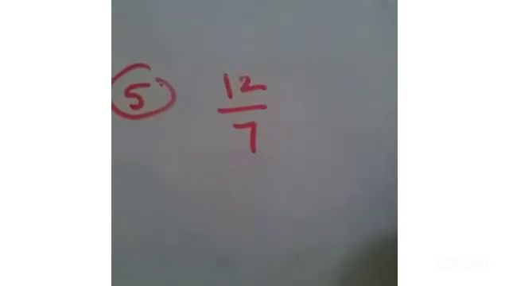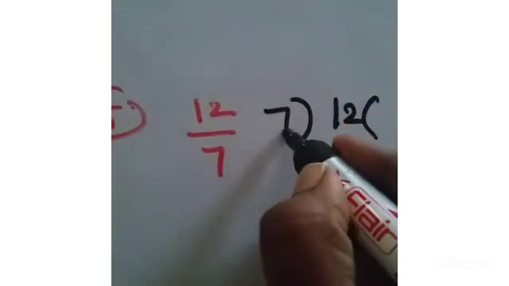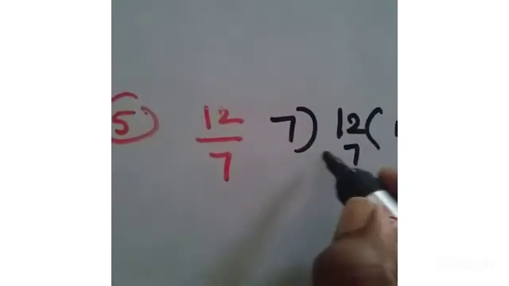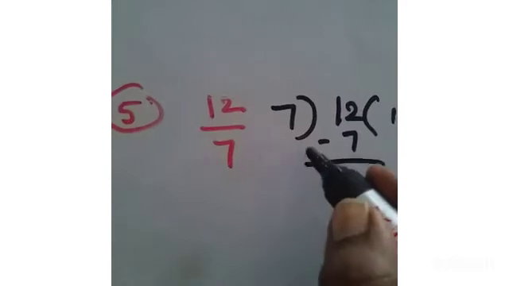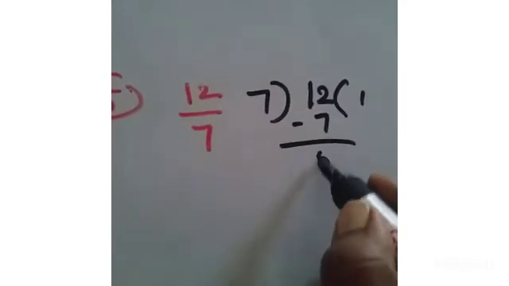Fifth one is 12 by 7. 7 ones are 7, because 7 twos are 14, no greater number. That's why we have to take here 7 ones are 7. 12 minus 7, 5.